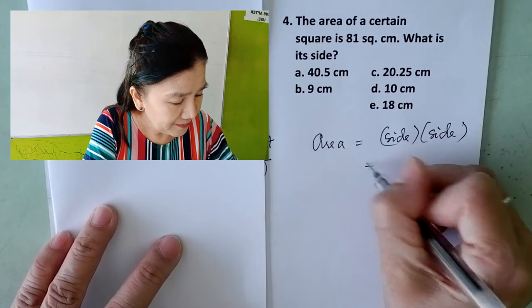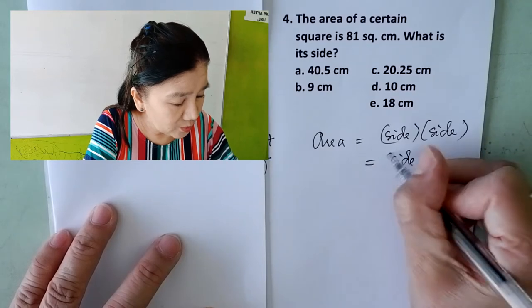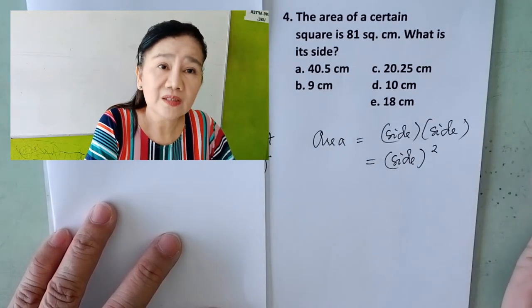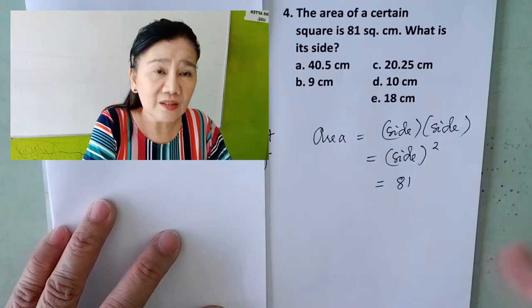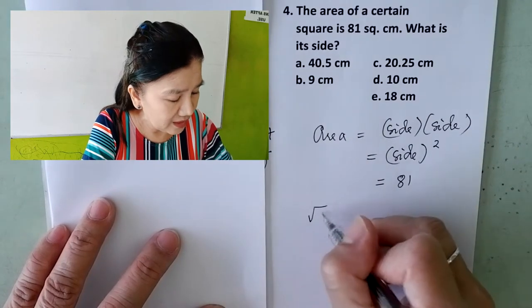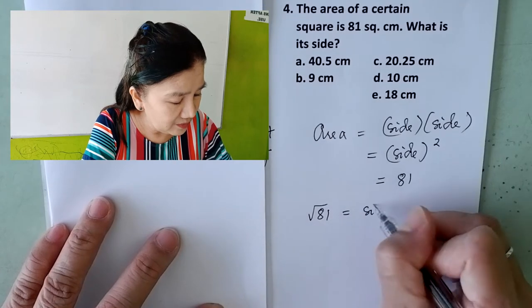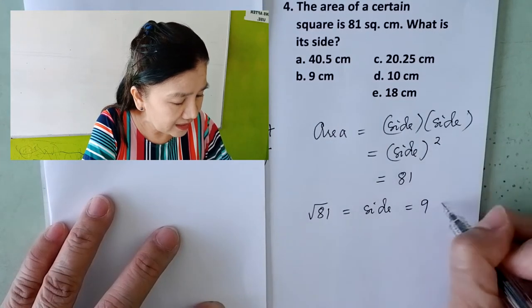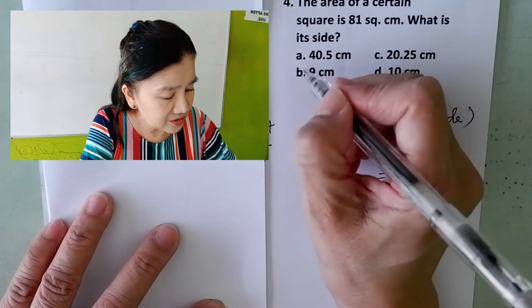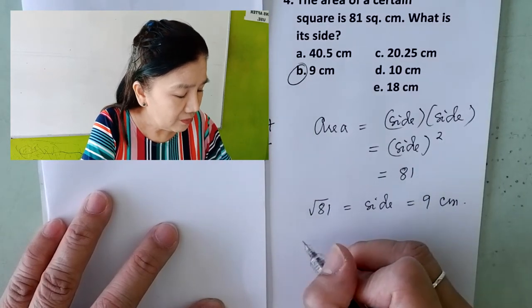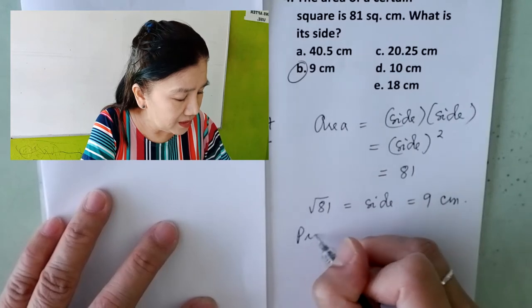Or it is side of the square, quantity squared. So since the area is given to be 81, you just have to take the square root of 81. That will give you the side of the square, which is 9 cm. So easy, right? So the correct answer is 9. Okay, let me give you practice.